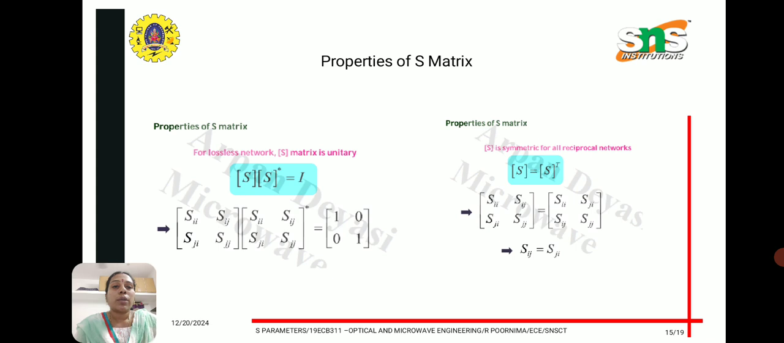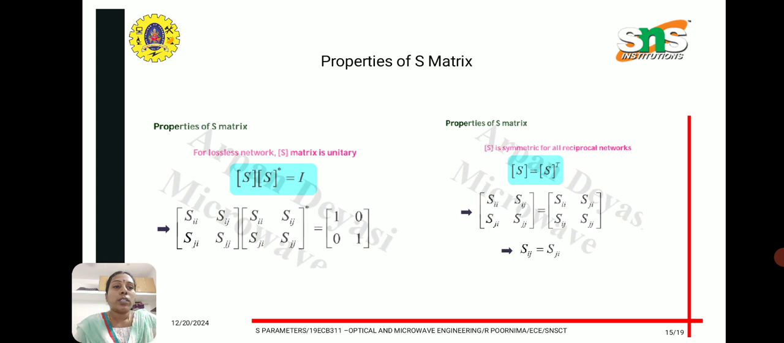It means the matrix multiplied by its conjugate matrix equals the identity matrix, that is, S into S conjugate equals I. S can be written as Sii, Sij, Sji and Sjj. This is the S matrix. And we can write the matrix times its complex conjugate, which is equal to the unity matrix 1 0 0 1. Similarly, for an n port network, we can write the same equation.